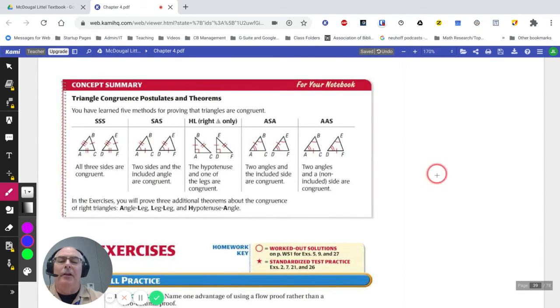Here's a great summary of the different techniques that we've looked at so far in Chapter 4.